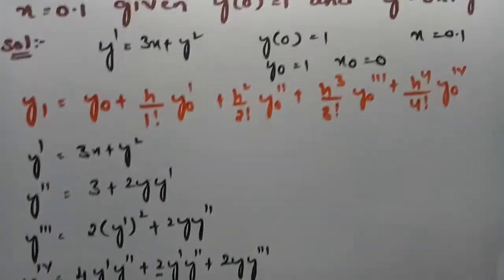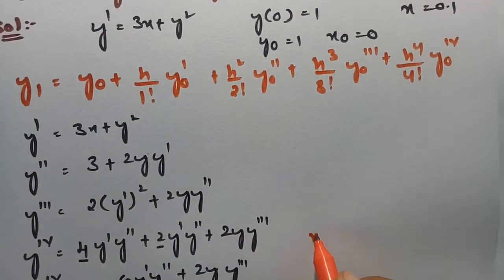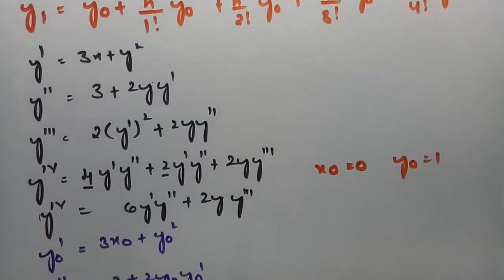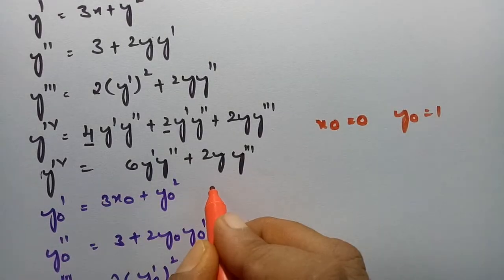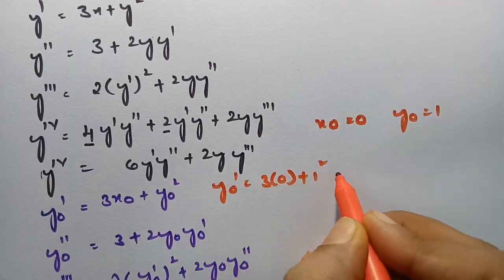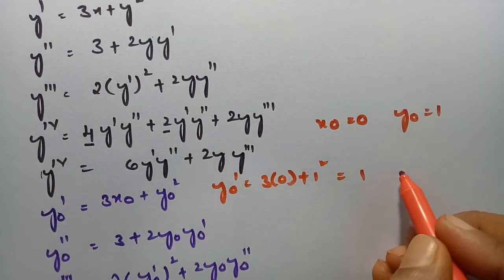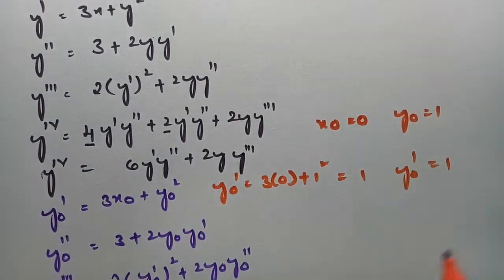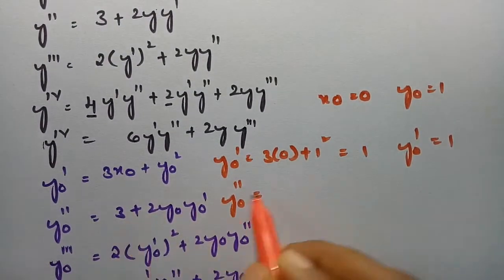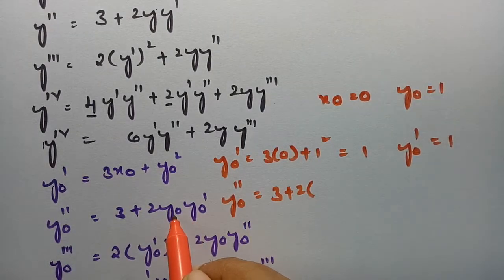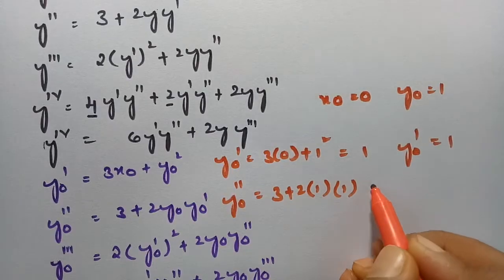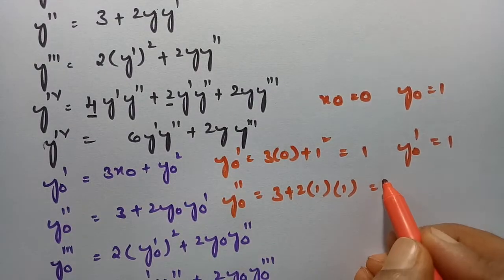Here the x naught value is 0 and the y naught value is 1. If I substitute all the values, y naught dash is equal to 3 into 0 plus 1 square, which is equal to 1. So I got y naught dash value as 1. Substituting the same way, y naught double dash value is equal to 3 plus 2 into y naught, which is 1 here, and y naught dash value is again 1, so it is equal to 3 plus 2, this is 5.